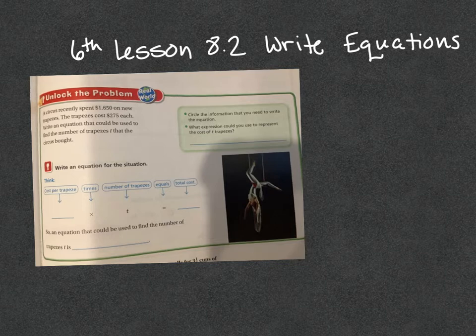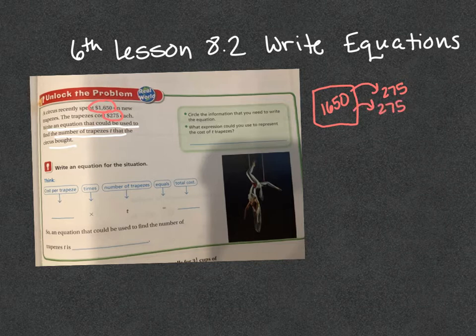So let's underline, they want us to write an equation to determine how many trapezes they bought. Information that they gave us, they spent a total of $1,650, and the cost of one trapeze is $275. So I generally will look for the total, and let's draw the picture. I'm going to just put in a box the total amount of money that was spent, $1,650. Then if they bought one trapeze, that takes $275 out, and then another one takes $275 out, and so on and so on. So my brain can wrap around what's happening.